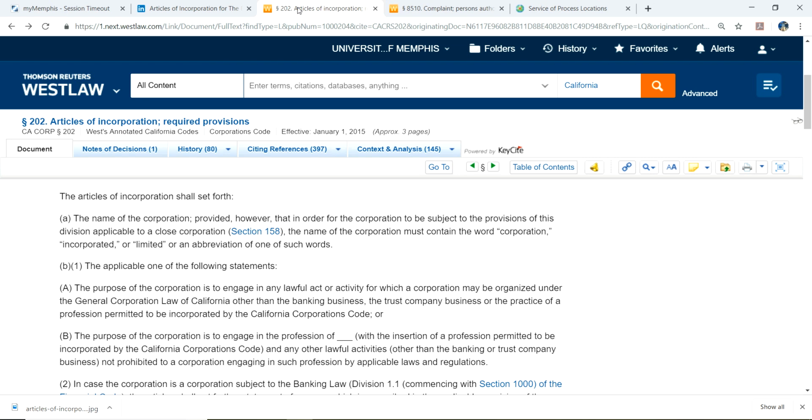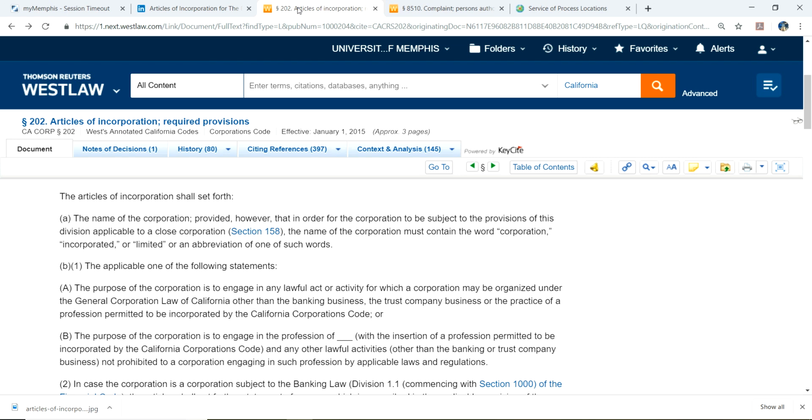So it doesn't appear in California that there are any real restrictions on the name. We know in Tennessee that certain corporations have to have Inc. or corporation, something behind their name to designate them as a corporation. That doesn't appear so here in California given this statute.